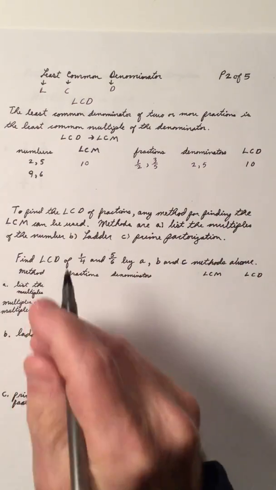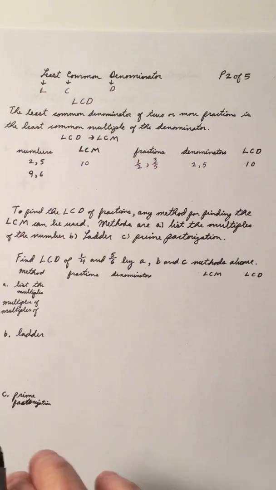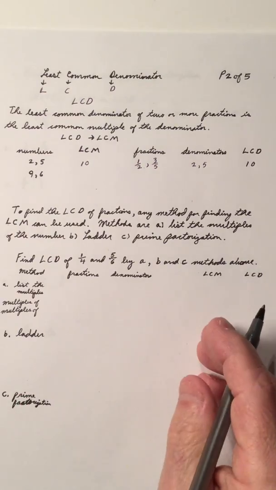Again, least common denominator is the same as the least common multiple. You find them in the same way.